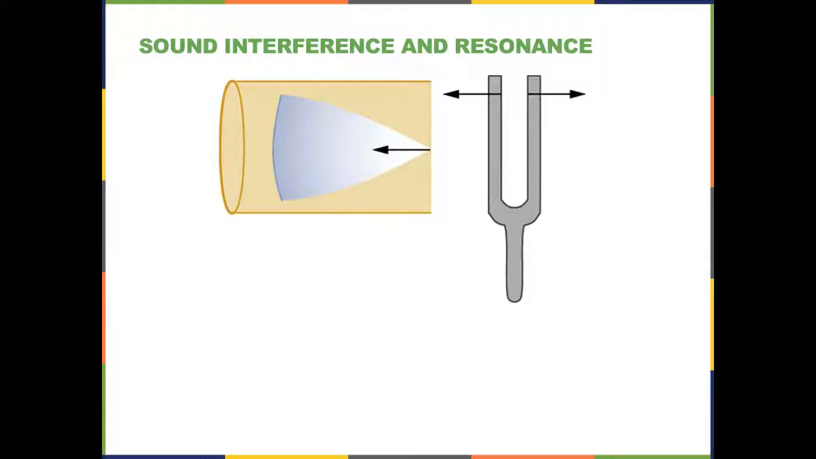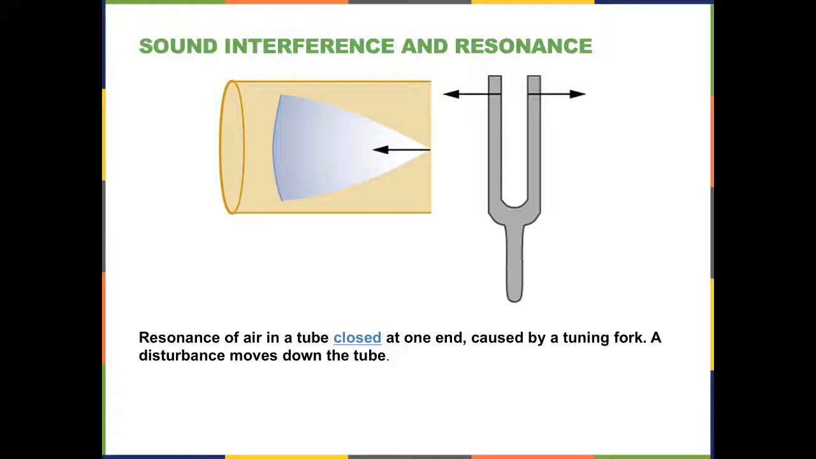Now I want you to spend a little bit of time looking at the book and thinking about this, because this can be a little complicated to understand, but we're going to talk about the impact of interference and resonance. Now resonance can move through 2 types of tubes. One is an open tube and the other is a closed tube.